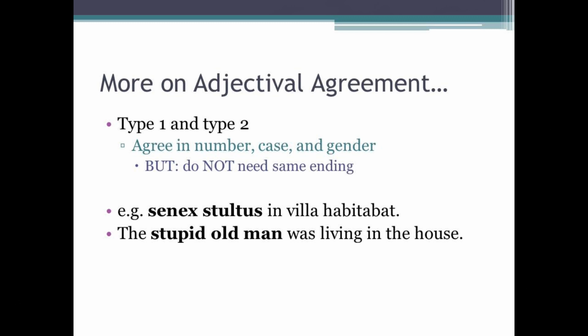For example, senex stultus in villa habitabat. This means the stupid old man was living in the house. So in this example, even though the adjective stultus describes the senex, they don't have the same ending, despite them being a noun and adjective pair.